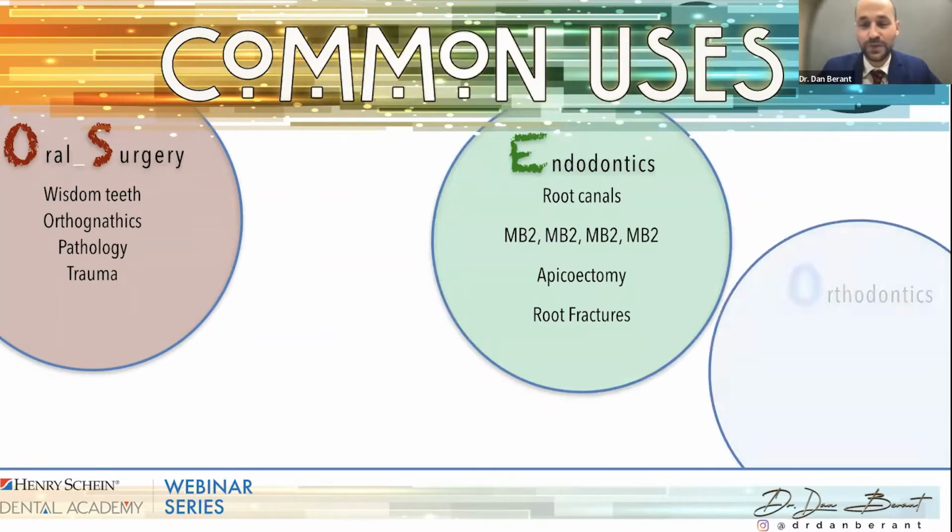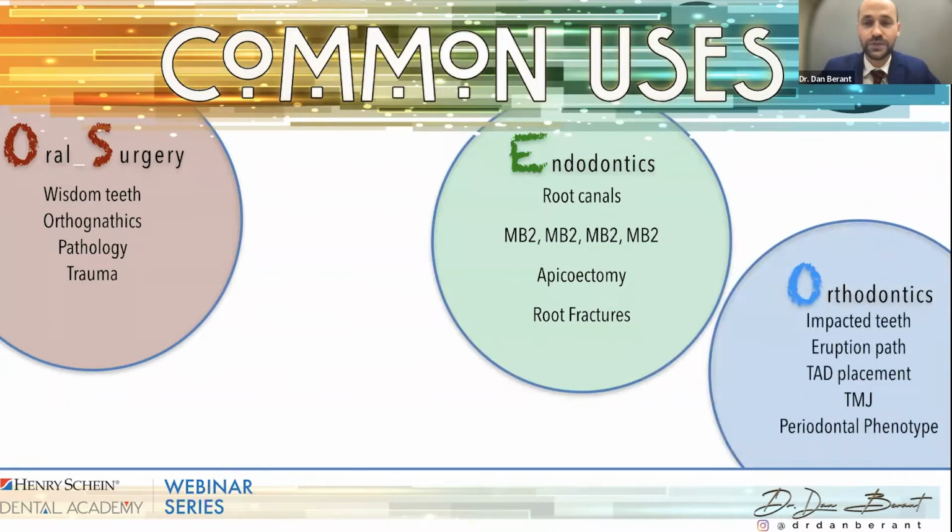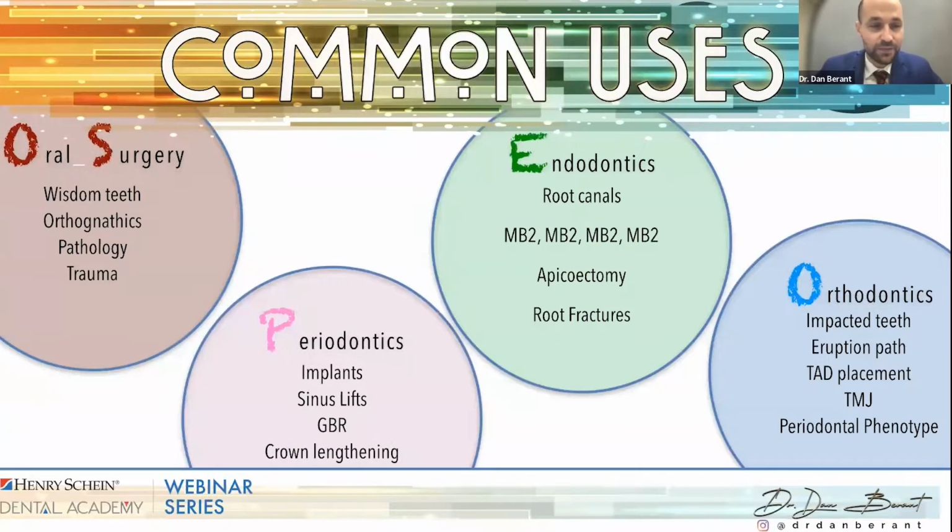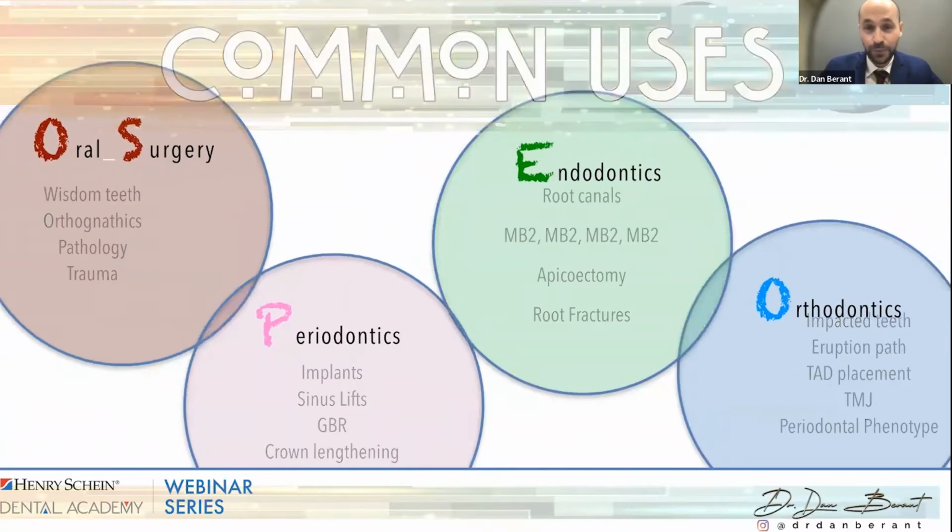We can use it for apicals, root fractures. Ortho, we use it for seeing path of eruption, TMJ, perio phenotype, help us in TAD placements, and then perio, and obviously oral surgery and other specialists as well: implants, sinus lift, guided bone regeneration, and even crown lengthening. Needless to say, you could spend an entire evening speaking about one of those, but for today, we're going to be trying to talk broadly.